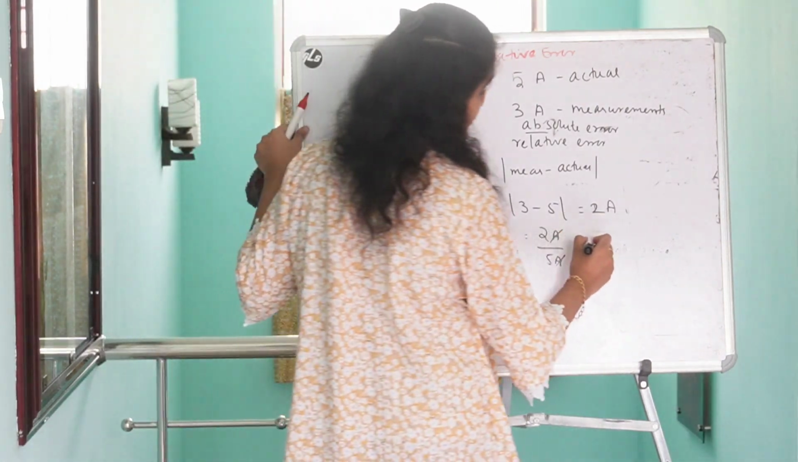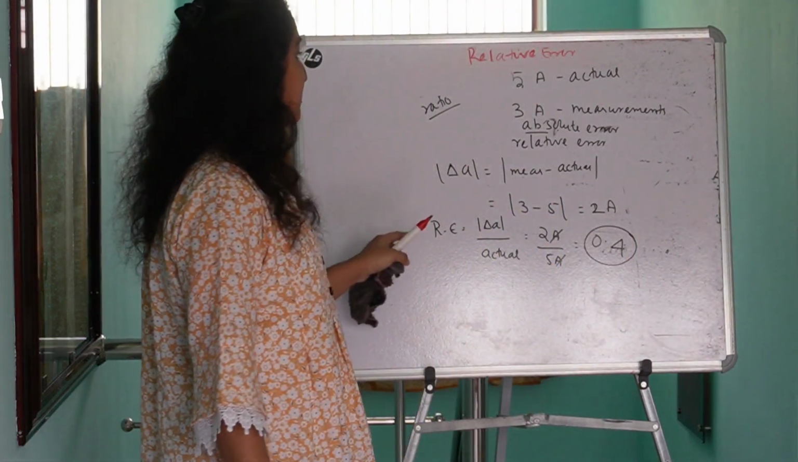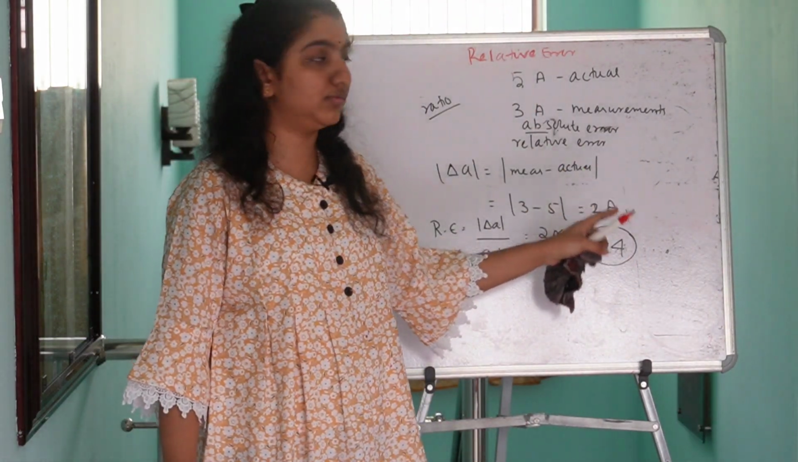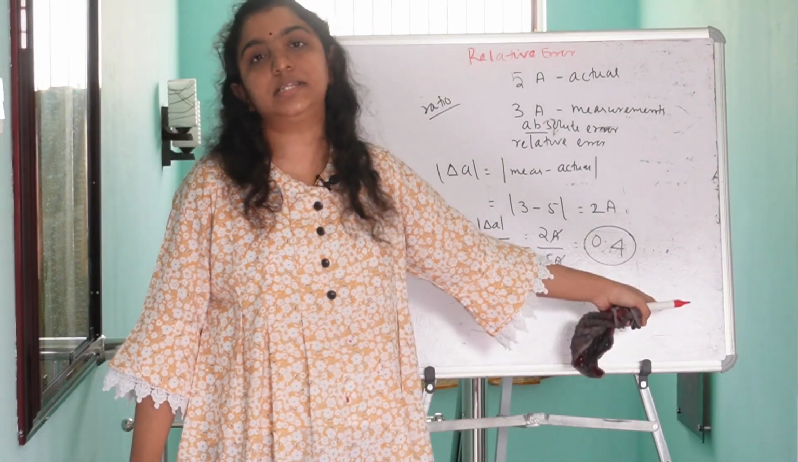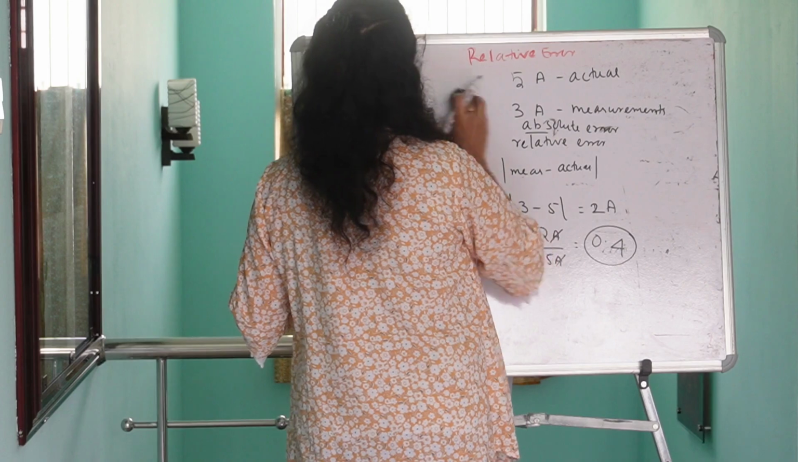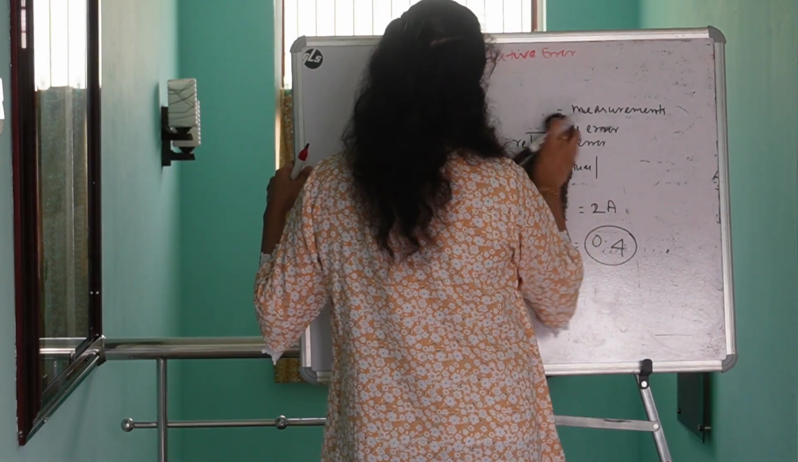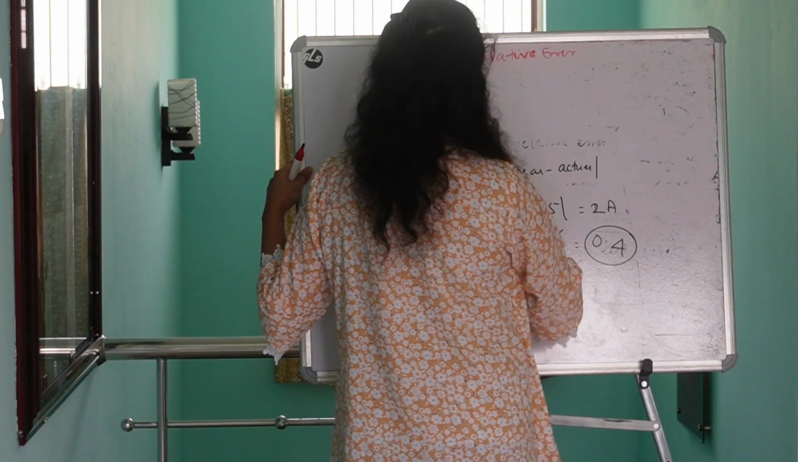So 2 by 5 is equal to 0.4. So what is the relative error of this measurement? The relative error of this measurement is equal to 0.4. Is it clear? So we will see one more topic, and next we will see what is percentage error.